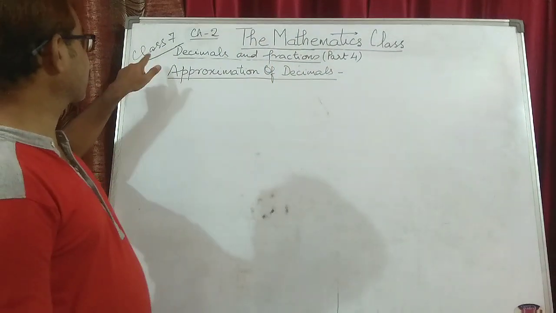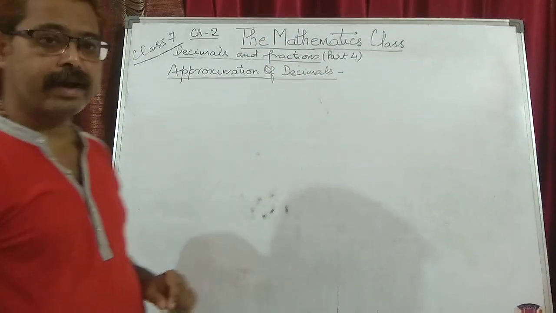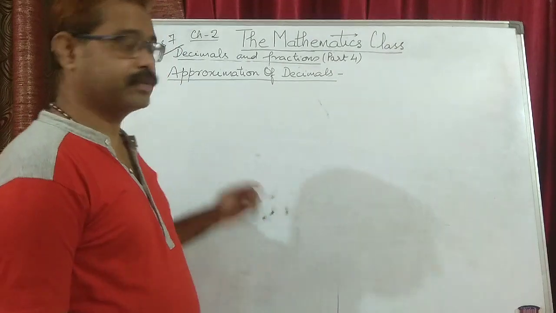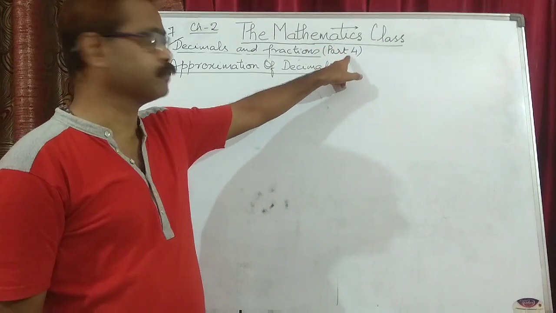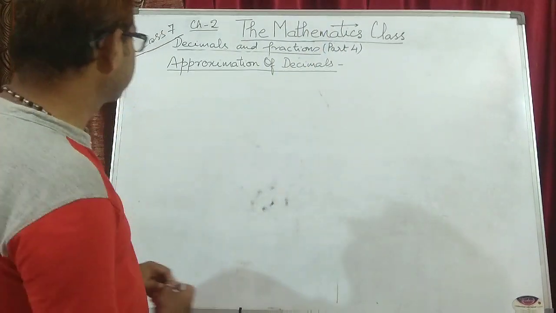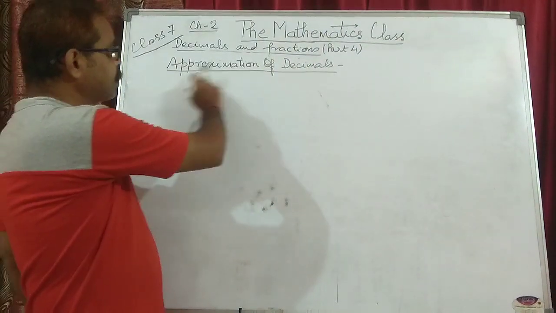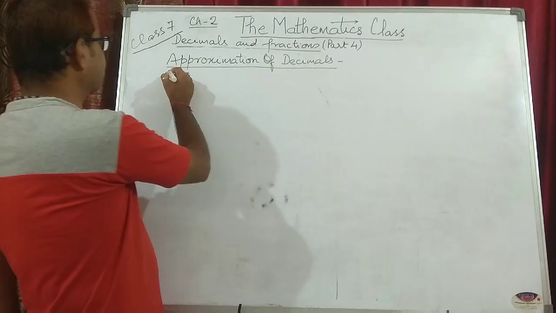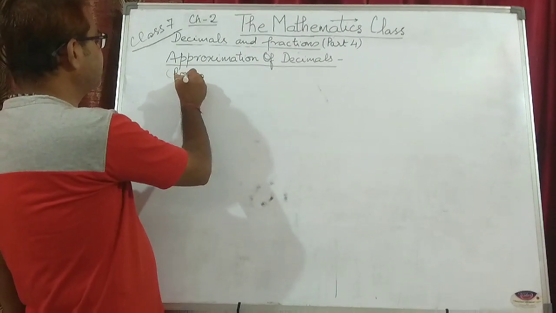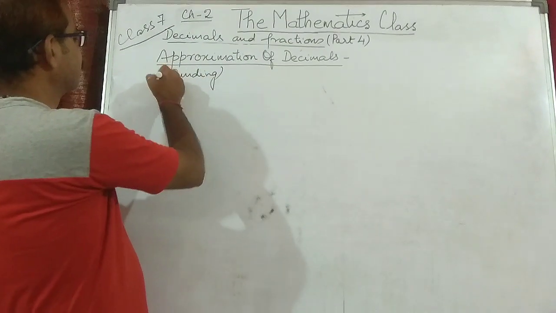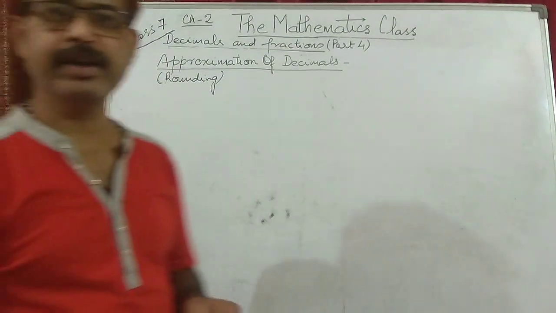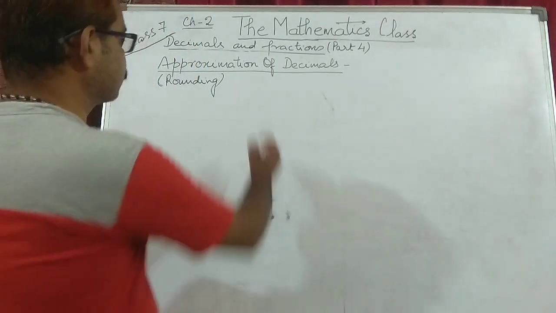This class is for class 7 and it is in continuation with the previous class of decimals and fractions. This is the fourth part. Today we will be discussing approximation of decimals, also known as rounding of decimals. Now what is the meaning of rounding of decimals?